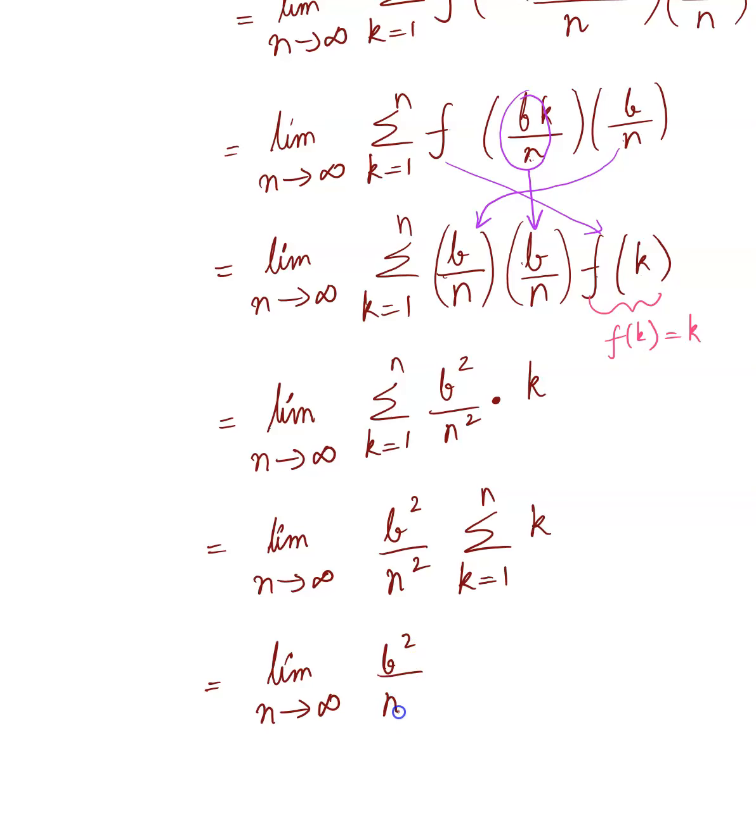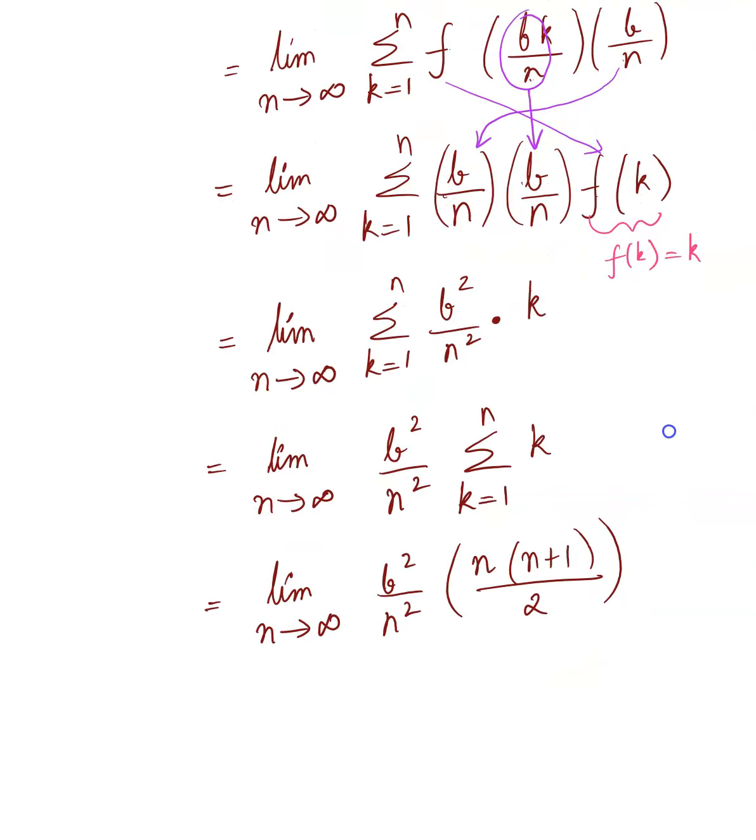B squared over n squared times the summation of k. If you recall, we saw a formula for that. It was n times n plus 1 all over 2. So that's what we use here. And one of the n's would go away. So I'm going to pull out the b squared from here and the 2 from here, because those are constants.